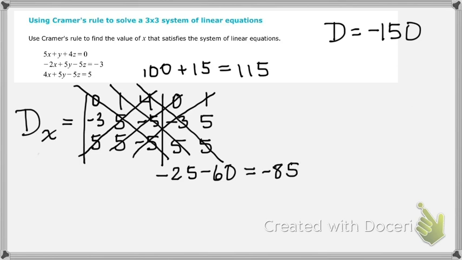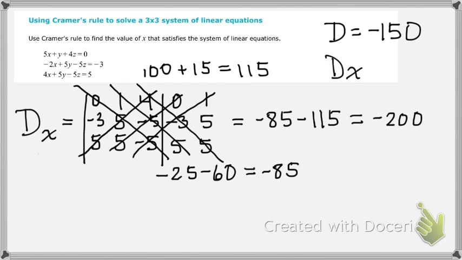And I'm going to do the determinant, this determinant D sub X, is equal to negative 85 minus 115. And what will that be? That will be, put 85 there, that's 190, that's negative 200, right? I'm going to go negative 200. And that's D sub X. D sub X equal to negative 200.